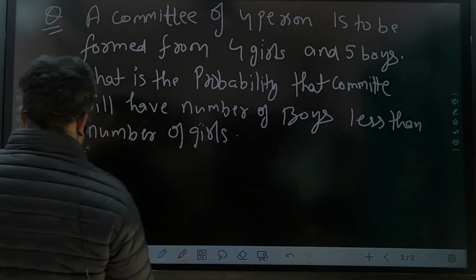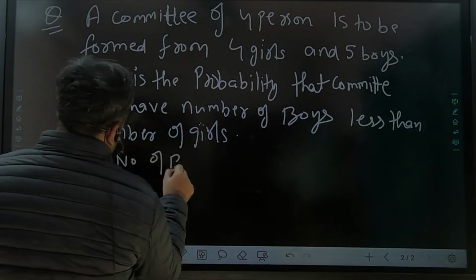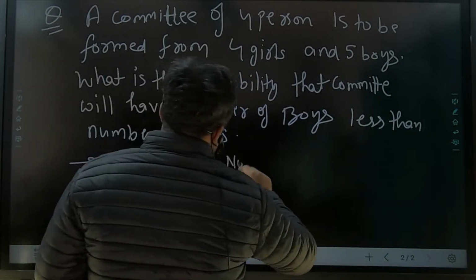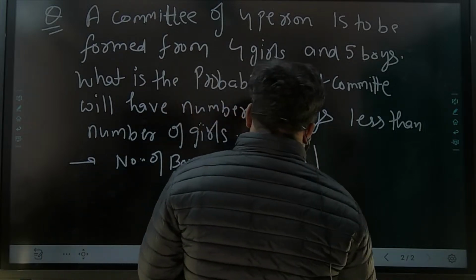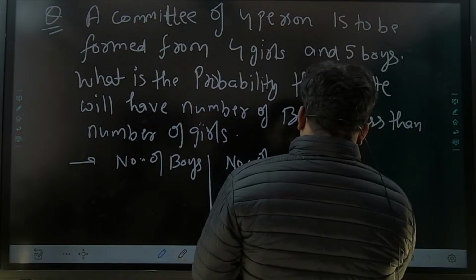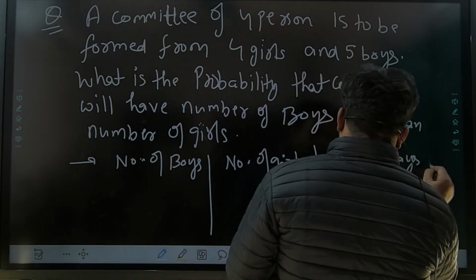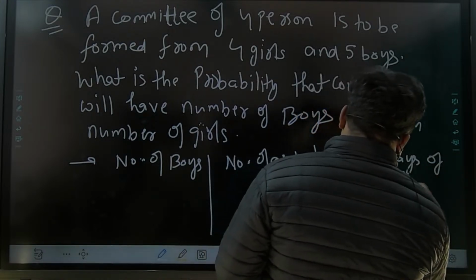So let us put it this way. Let's take number of boys in one column, number of girls here, and out of them only I have to make a committee, right? So this is the committee, the number of ways of selection for the committee.